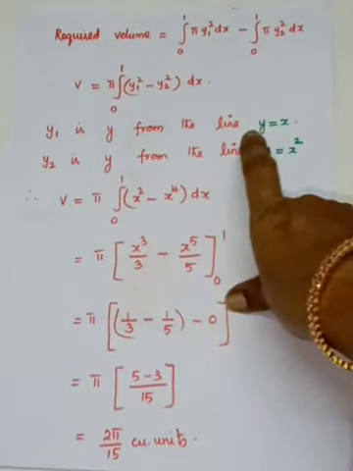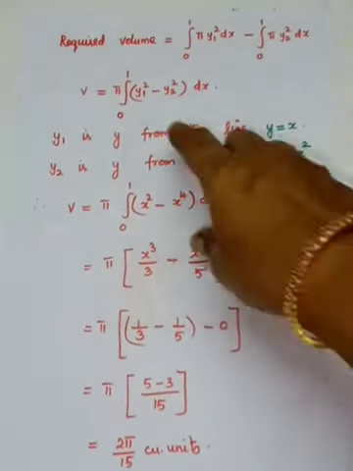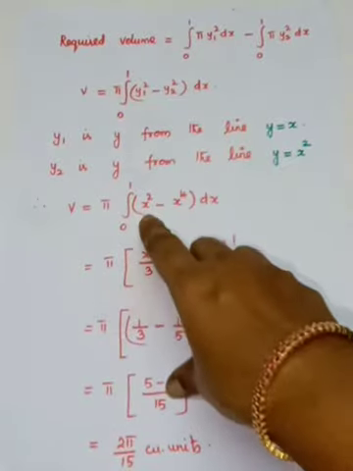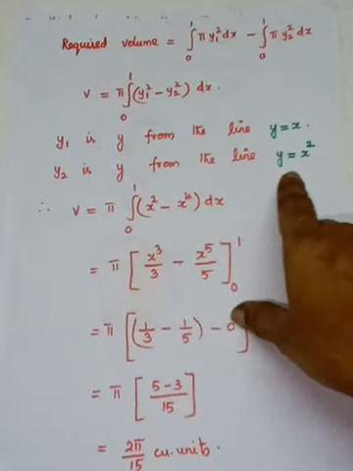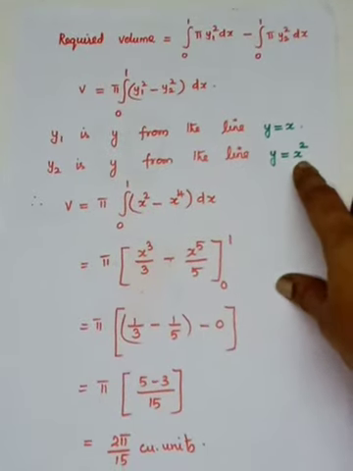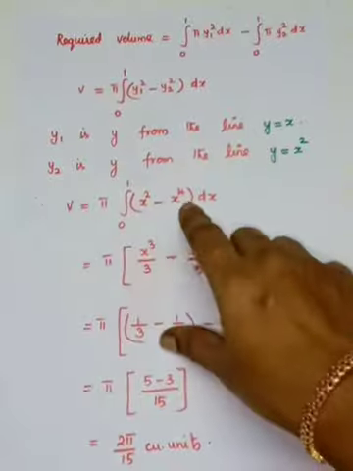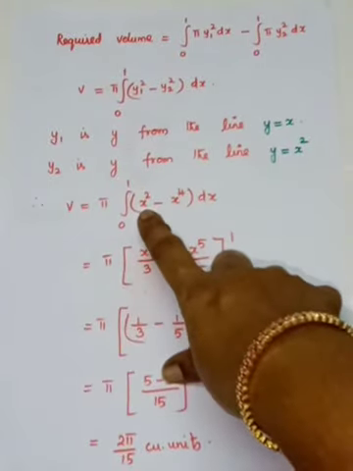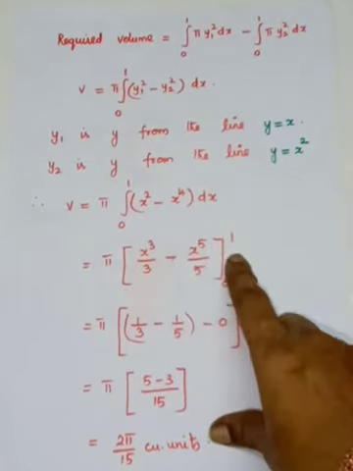So here from this line your y is x. So y1 squared is x squared, minus the second y taken from the curve. Here y is x squared, but you have to write y squared, so it is x power 4. And if you integrate x squared, it is x cubed by 3, and x power 4 if you integrate, it is x power 5 by 5.